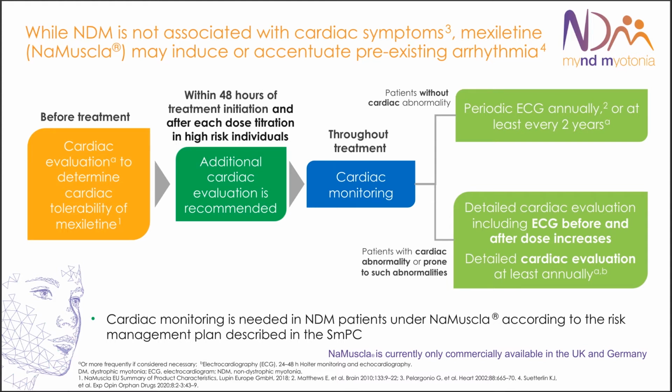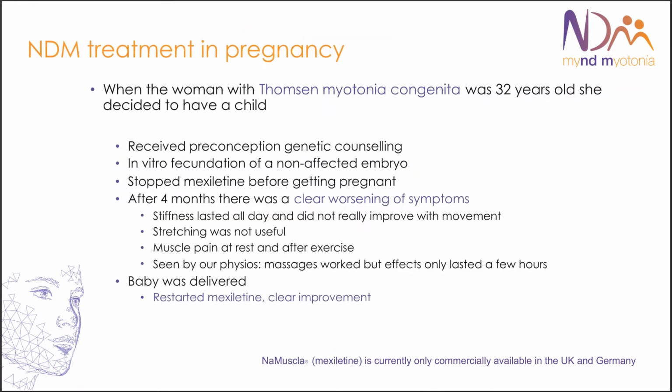In patients with a cardiac abnormality, it's recommended to perform an ECG annually or at least every 2 years. In patients with cardiac abnormality or prone to such abnormalities, it's important to perform an ECG before and after dose increase, and to be sure that there is a cardiac evaluation at least annually. So just to finish, I think that it's important to report this.